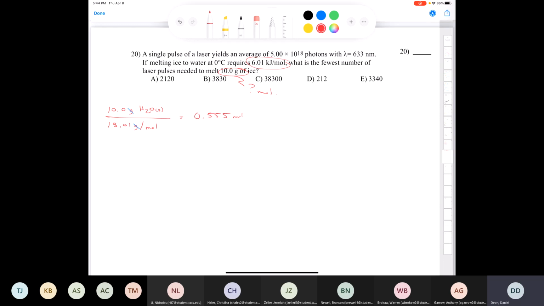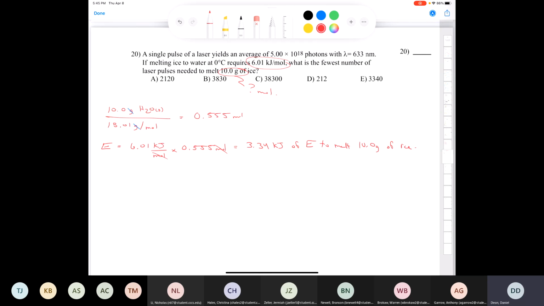Now I can figure out how much energy it takes. The amount of energy required is going to be 6.01 kilojoules per mole, and I'm not melting a whole mole, I'm melting 0.555 moles. So the moles cancel, and I know how much energy it takes. Now I can wrap my head around it a little bit more, because I've got 3.34 kilojoules of energy to melt 10.0 grams of ice. So that's how much energy I need.